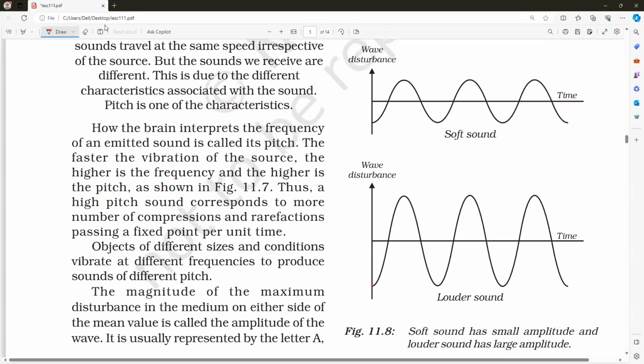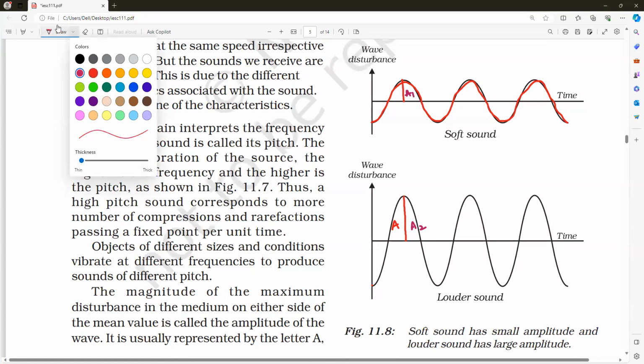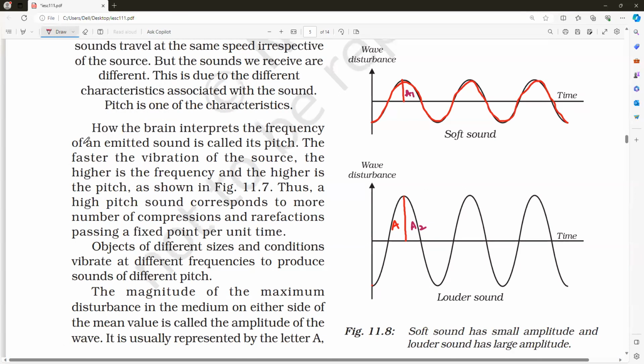Here also, how many waves, frequency counted? Same it is. Am I right or wrong, everybody? The wave is the same. But amplitude, that you can check. Here amplitude is this one, and here amplitude is this one. So which is greater, guys? Let me take this as amplitude A1 and this as amplitude A2. Now which is greater? A2 is greater.